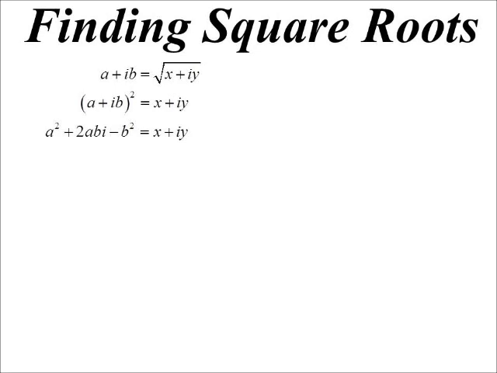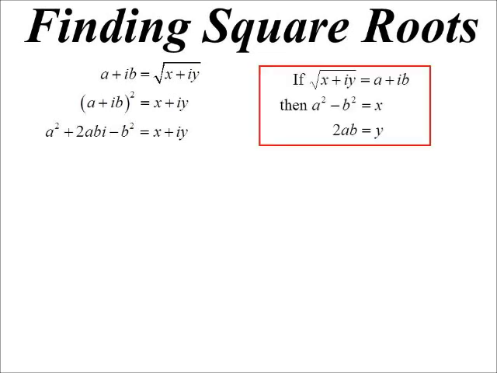So I'll get a squared plus twice the product. But remember, I've got the i squared, so it becomes minus b squared, not plus b squared. And then equate the real part and the imaginary part. So if the square root of x plus iy, the answer I'm looking for is a plus ib, then the difference of two squares, in this case it is the difference, a squared minus b squared will be the real part, 2ab will be the imaginary part.